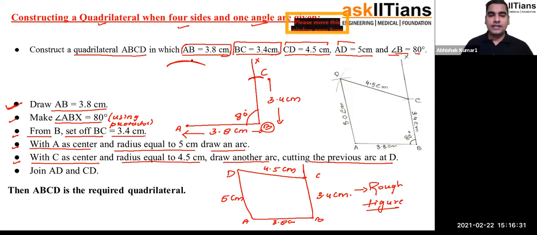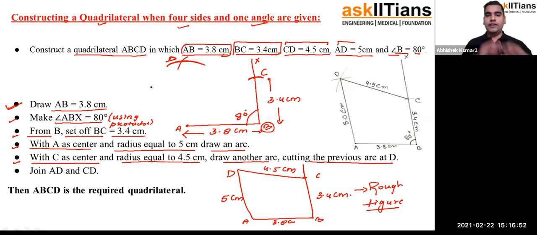Assuming C to be the center, you have to mark an arc of length equal to the length of the side CD, that is 4.5 centimeter. And these two arcs are going to cut each other at some point, and you are going to call that point D. Okay, my figure is a rough figure, your figure might show little variation. After drawing both the arcs, you will see that they cut each other at some point, and you are going to call that particular point D.